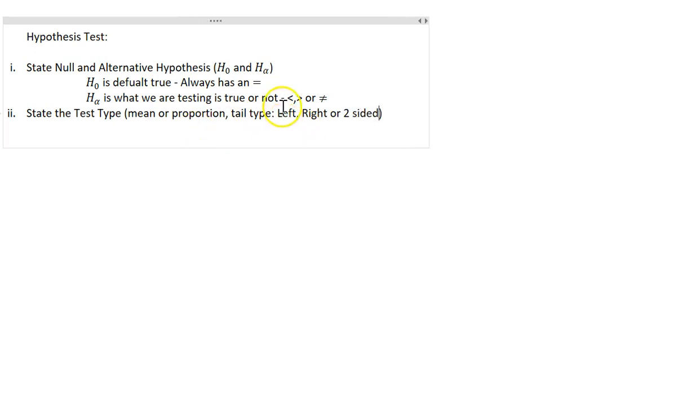Whether I'm a left tail, a right tail, or two-sided really depends on the symbol I'm using for the alternative hypothesis. If in my alternative I have a less than, it's going to be a left tail. If I'm looking for greater than, it's a right tail, and not equals is two-sided. So it really depends on what my proposition is. Actually, we'll talk about this when we do an example. It really depends on how you write the statement.